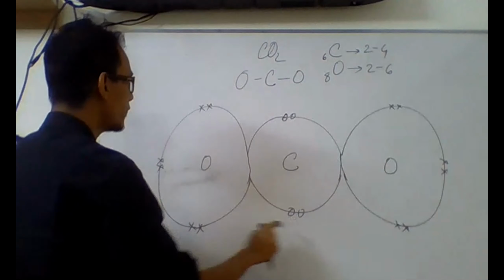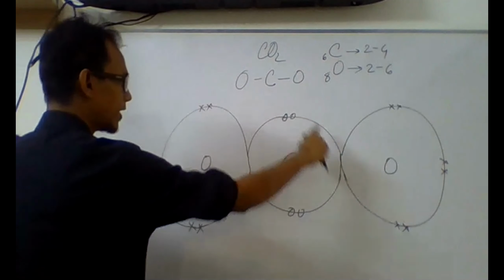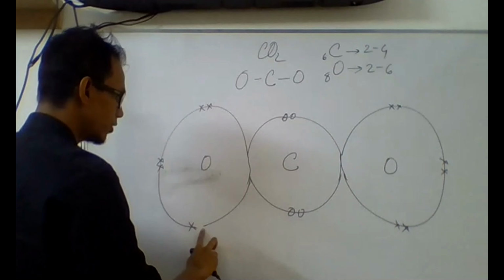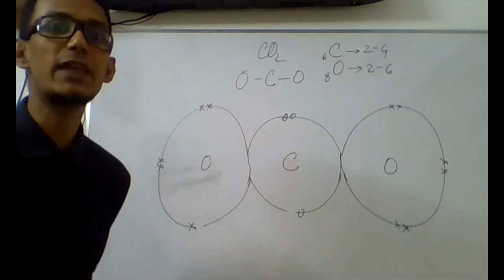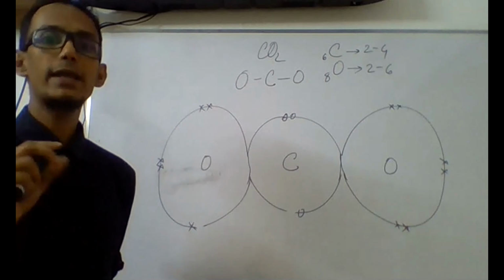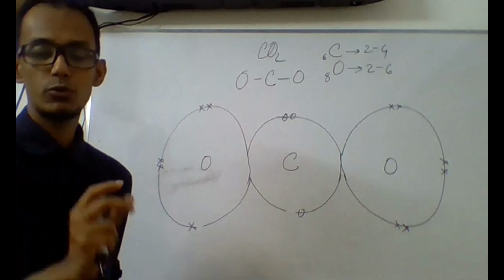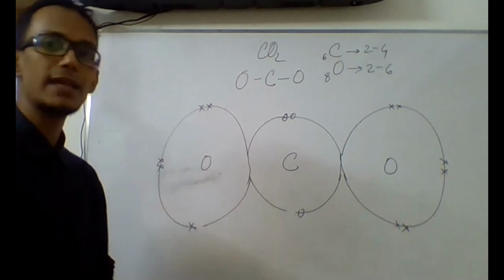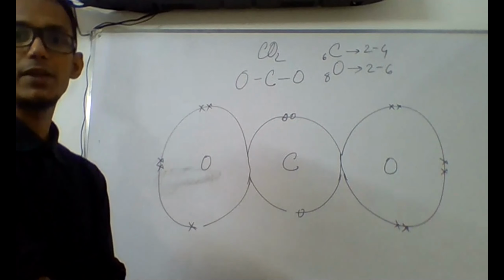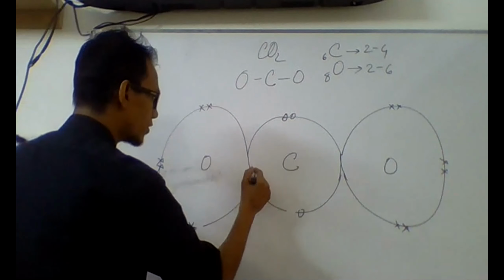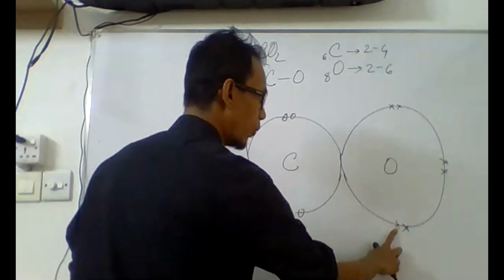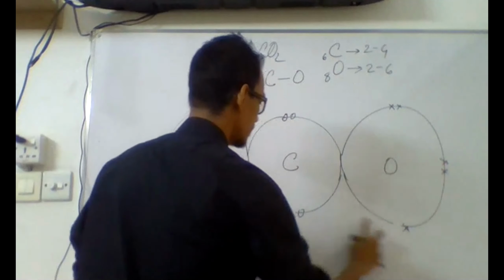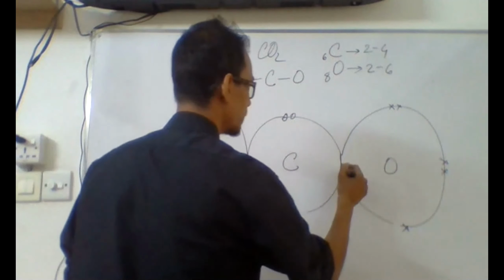Now we want to fulfill the outer shell. Oxygen has 6 electrons, carbon has 4 electrons. So 1 cross 1 dot. Erase them and do it with pencil, so that you can erase and you can rearrange, right? So 1 cross 1 dot. Let us put here. Similarly, 1 cross 1 dot. Let us put here.